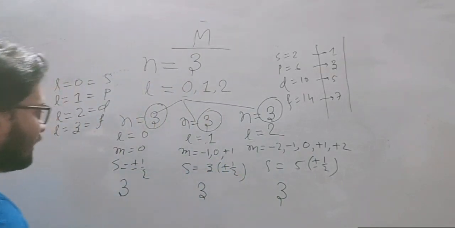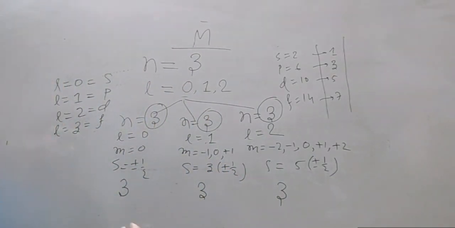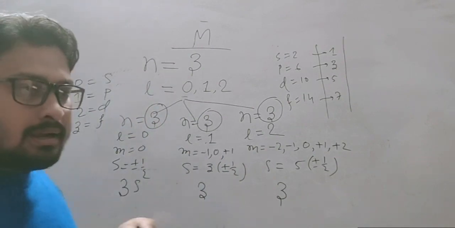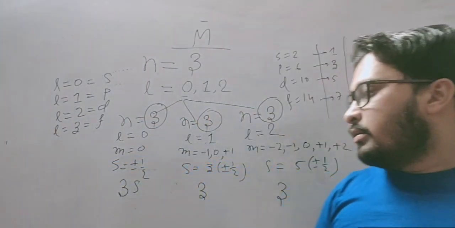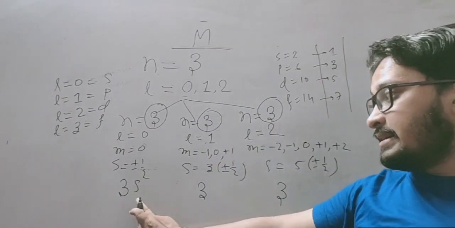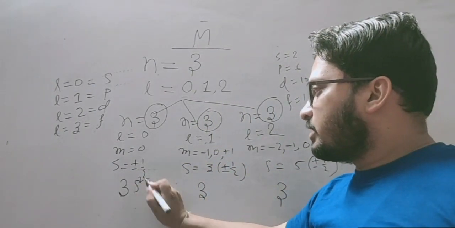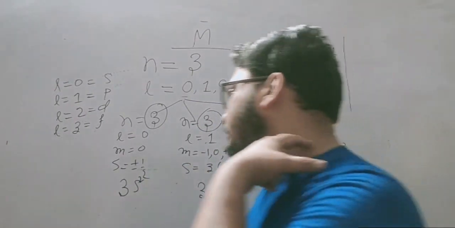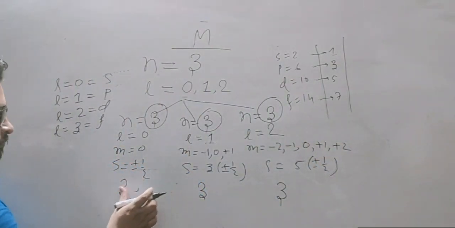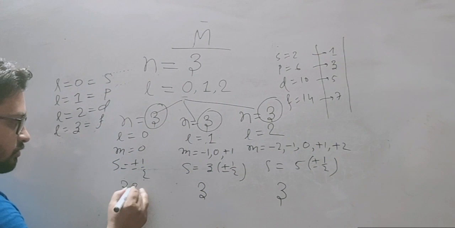So how many electrons can 3 hold? l equal to 0, yes, 3s. How many electrons can 3s hold? As it is s, it can hold only 2 electrons. So this is 3s2. Is it clear, beta? This is 3s2.